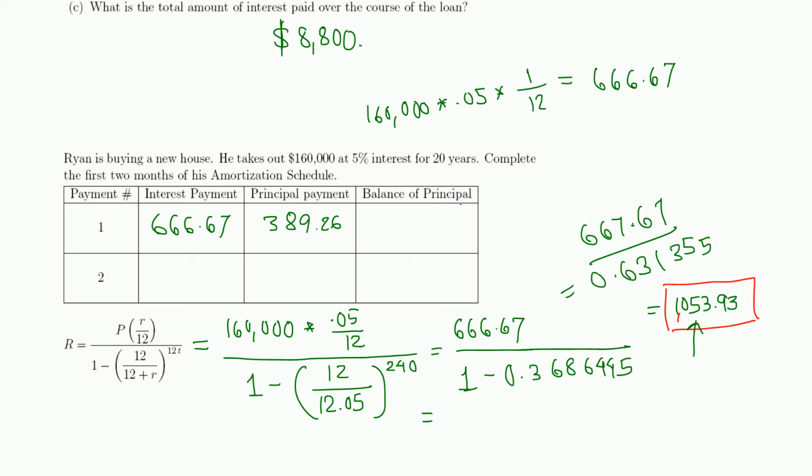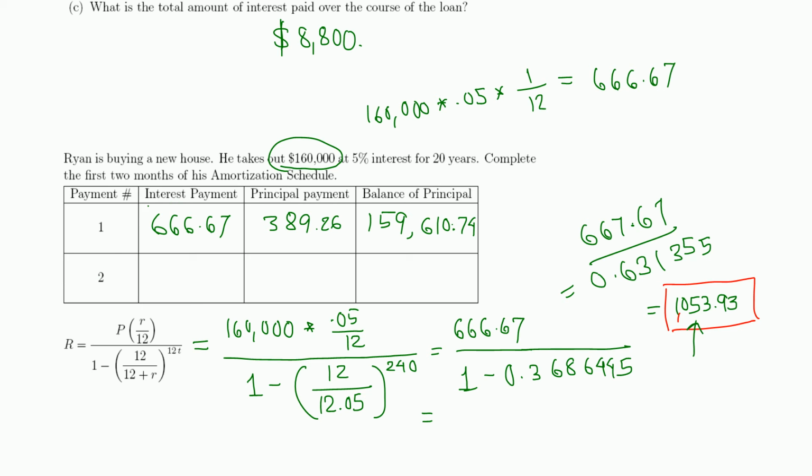Now after the first payment, what is the balance of the principal? Initially it's $160,000. Now we paid $389.26, so you subtract this from 160,000. Use your calculator, that gives 159,610.74. Okay, that's the principal after the first month.